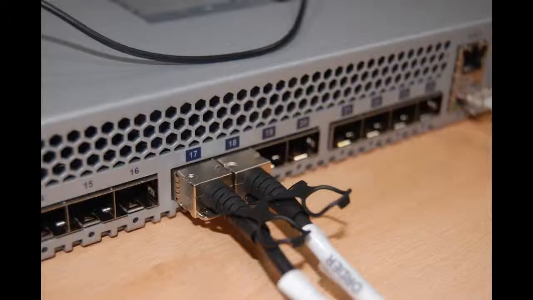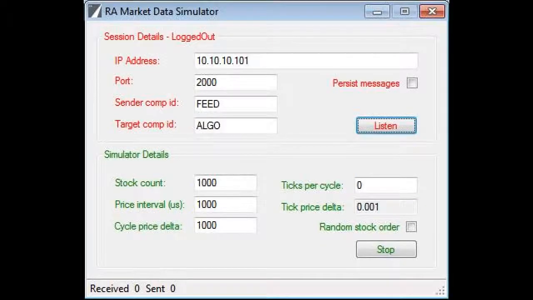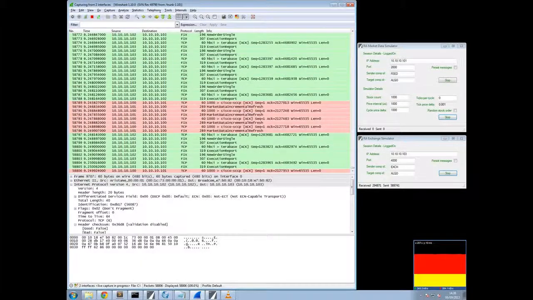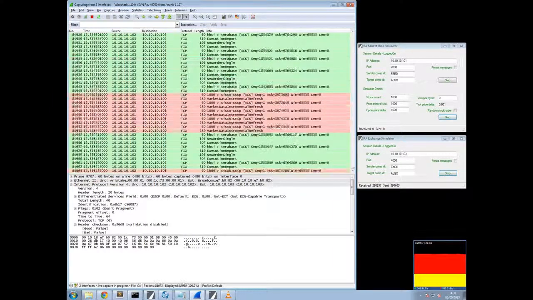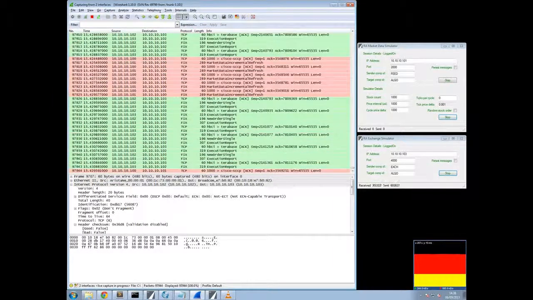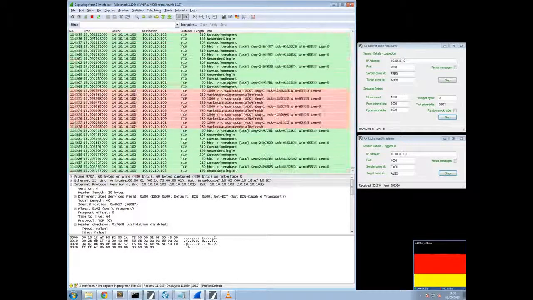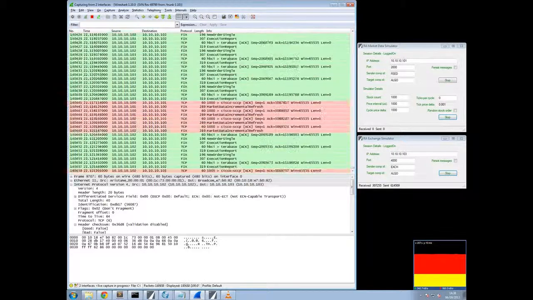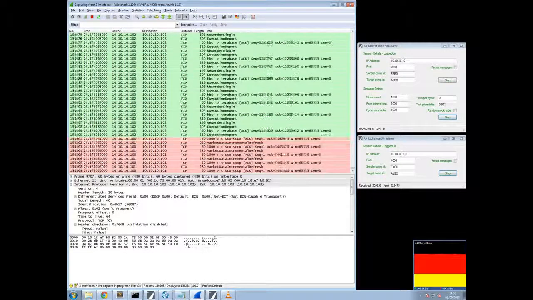The first switch port is connected to a feed simulator which sends market updates. The second port is connected to an exchange simulator to which sell and buy orders can be made. In response to those market orders, the exchange simulator sends execution reports. In this Wireshark capture, we show the kind of traffic involved. In red are the communications on the feed port, which contain the market updates. In green are the communications on the exchange port, which contain the execution reports we receive and the market orders we send.